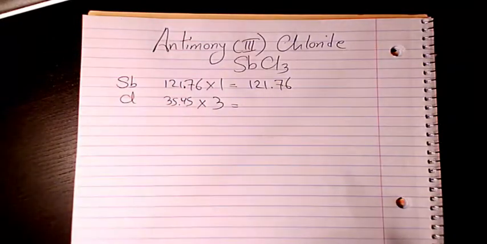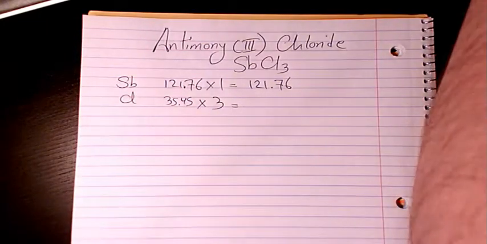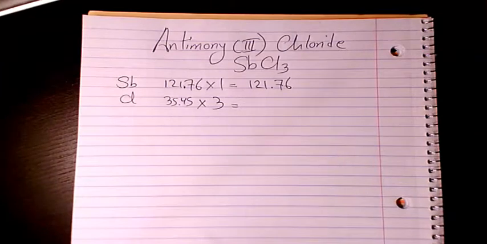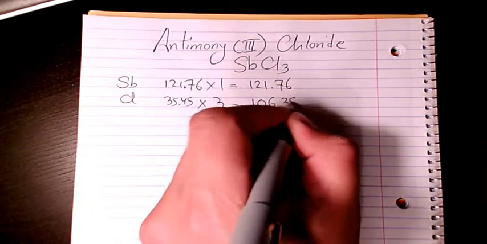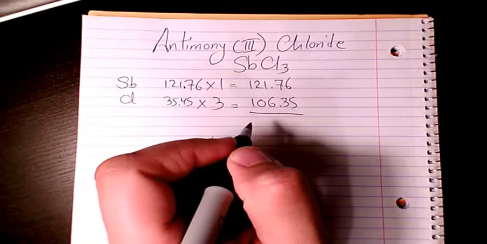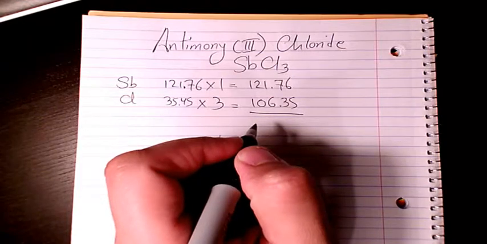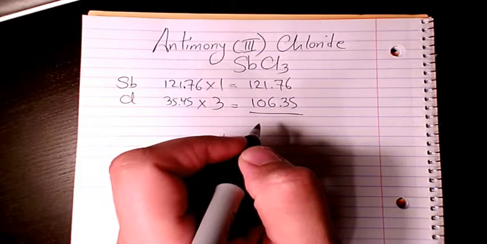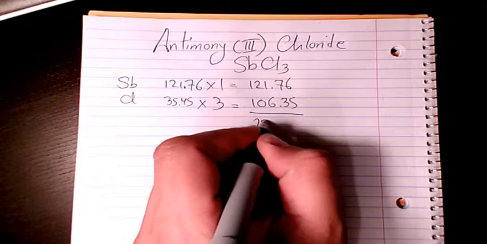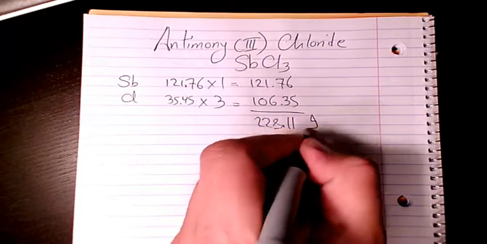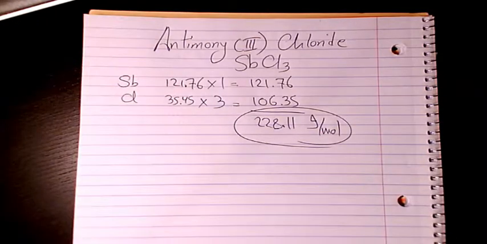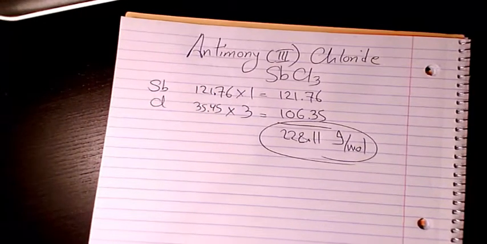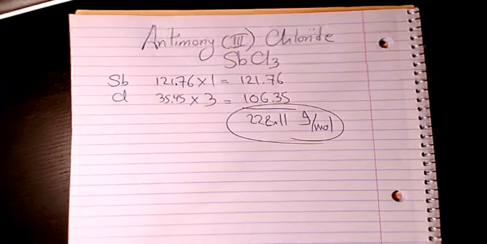121.76. And over here we have 3 times 35.45. So it's going to be 106.35, plus 121.76. That makes it 228.11 grams per mole. So that's the molecular formula or molar mass of antimony chloride, which is 228.11.